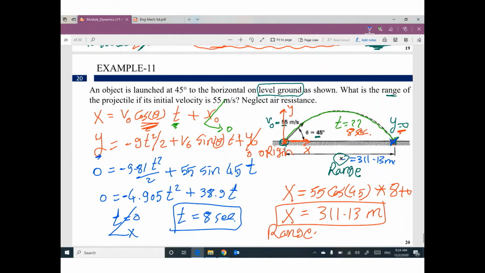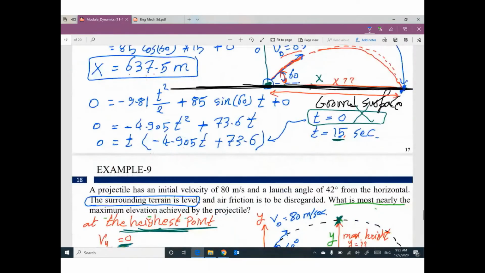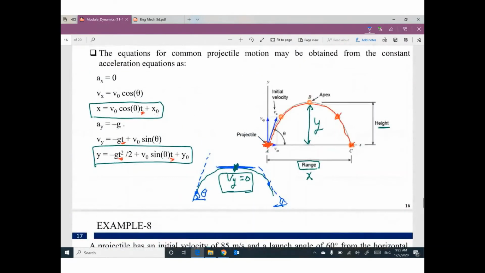So please be familiar with these equations: the equation for x, the equation for y, the equation for the horizontal component of velocity, and the vertical component of velocity. These 4 equations will help you to solve any problem in this topic, projectile.